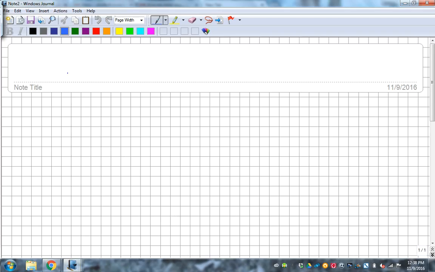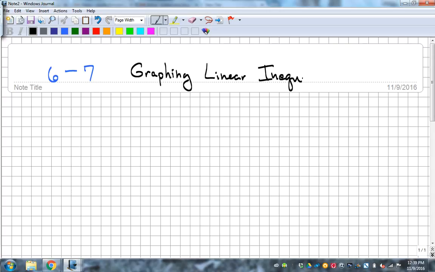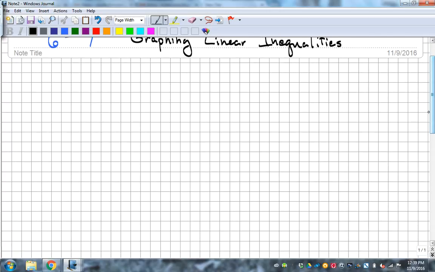All right, we're going to look at section 6.7 today, the last section that we're going to cover in chapter 6: graphing linear inequalities. This is on the coordinate plane, not on a number line. So what we're going to deal with are problems like this.